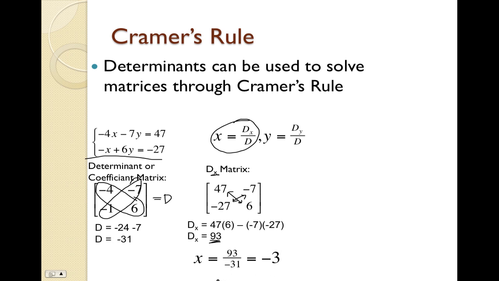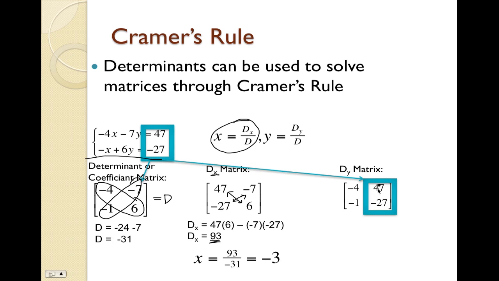Now we need to solve for our y variable. Our Dy matrix is set up very similarly to our Dx matrix. It's just that now it's our y coefficients that change. Our x coefficients came back into the matrix, but now instead of having negative 7 and 6, we swap those with our answers, 47 and negative 27.